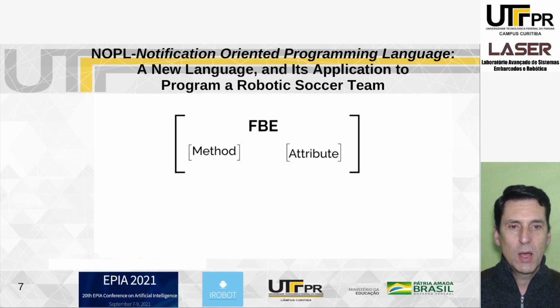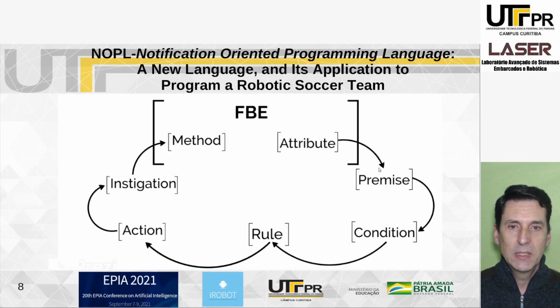So we have an element called FBE, fact-based element, that has its attributes and several methods. Basically, a class or object from the object-oriented imperative languages. But differently, we have rules that are notified when attributes change. Every time an attribute changes its value, it notifies every premise. Only when the premise changes its value does it notify the conditions, and the conditions notify the rules, and the rules notify actions that instigate the execution of methods.